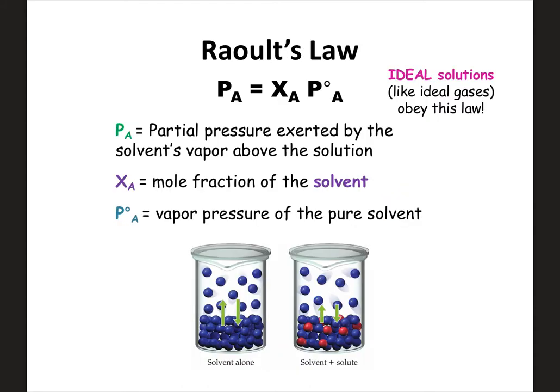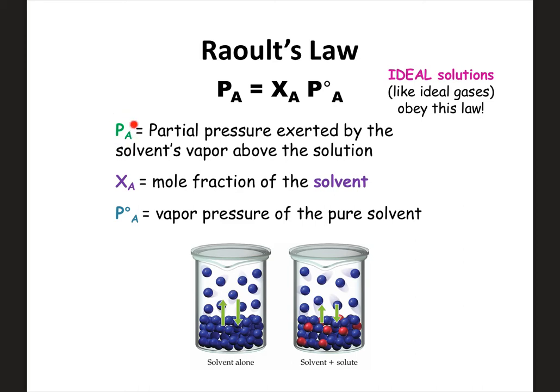The equation you can see here for Raoult's law is PA equals XA times P naught A. This is not on your equation sheet, so you would be given this equation. I would give you this equation on any quiz or exam, but you have to know what the actual terms mean and how to use it.